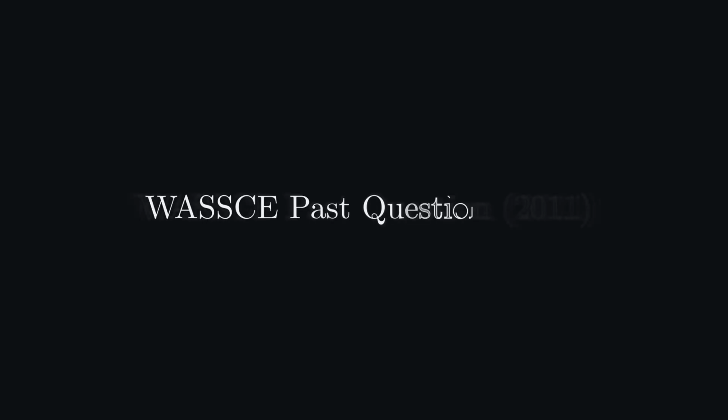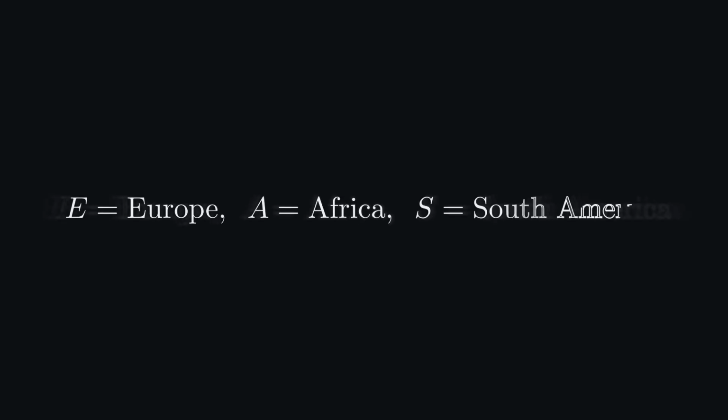Welcome to our lesson on sets and Venn diagrams. Today, we'll explore a WASSCE past question from 2011. A total of 88 tourists were interviewed. Out of those, 74 visited at least one continent. Let's define our sets: Europe, Africa, and South America.